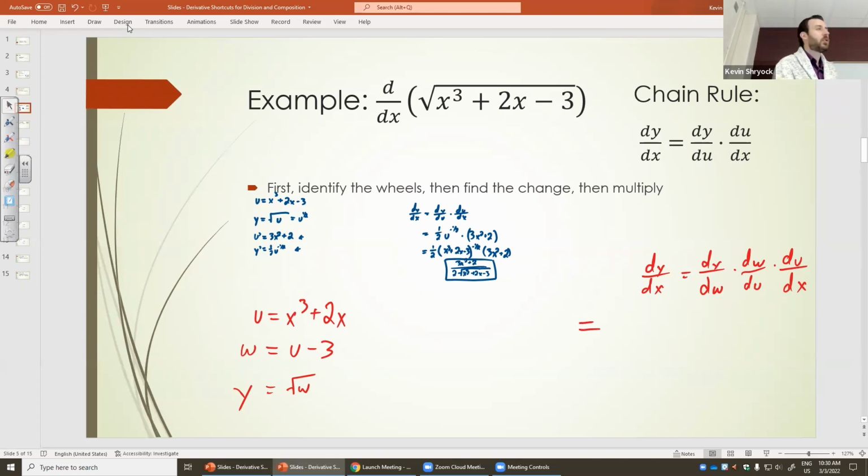So change in y as a result of change in w, that would be where we had to make this into a fractional exponent. That means that the derivative of y based on a change in w would be 1/2 w to the negative 1/2. So I can write that in.